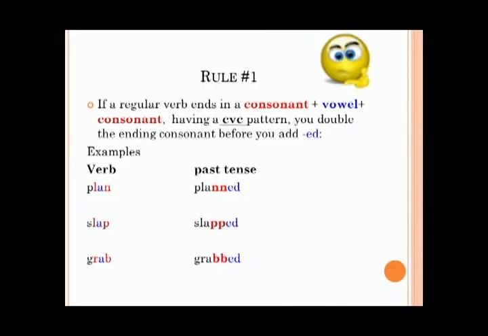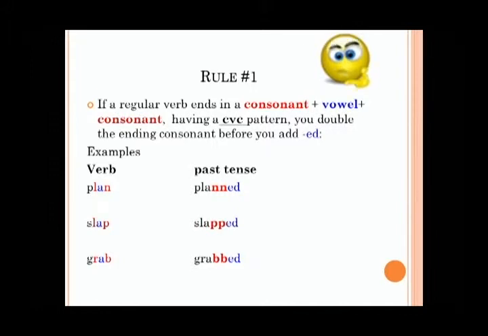Examples. The verb plan, P-L-A-N. Notice the 3 last letters. L is a consonant, A a vowel, and N another consonant, having a CVC pattern. The past tense is planned, P-L-A-N-N-E-D. We have doubled the final letter, which is a consonant, and then add our ed.